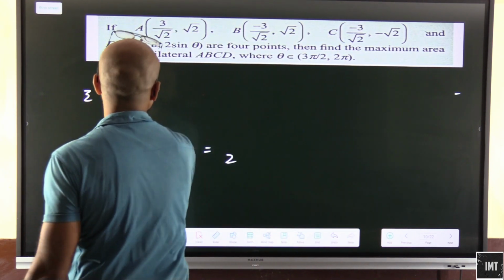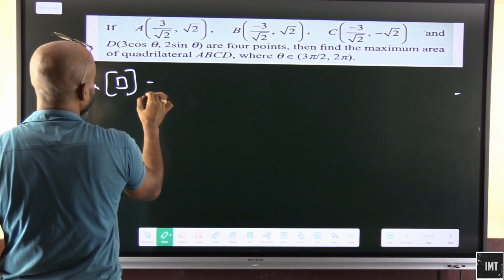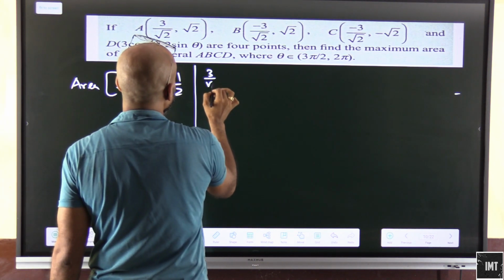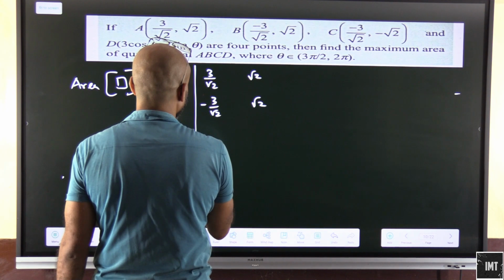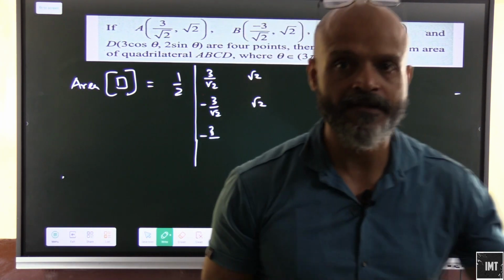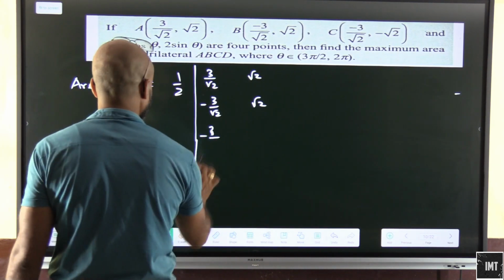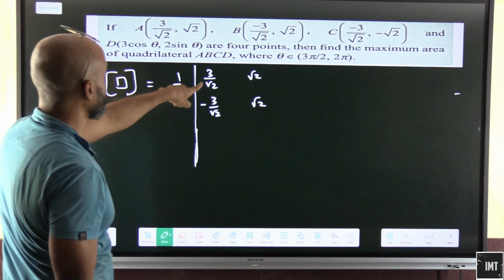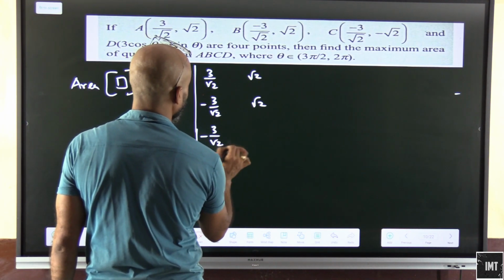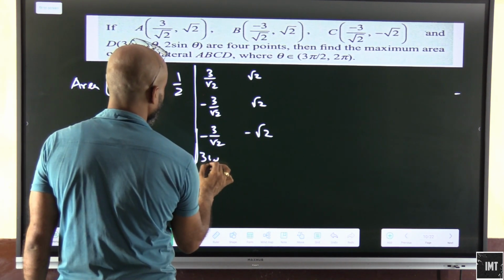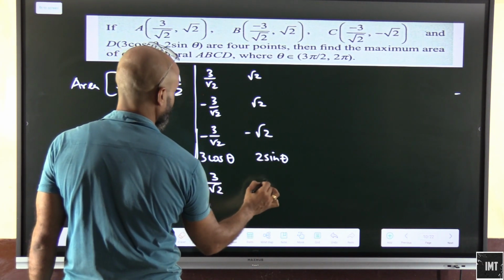Let's put in this value here. So the area of the quadrilateral will be equal to half into 3 by under root 2 minus 3 by under root 2, and then we have minus 3 by 2, minus 3 by under root 2, and then we have minus 3 by under root 2, minus under root 2, then we have 3 cos theta, 2 sin theta, then we have 3 by under root 2 and under root 2.